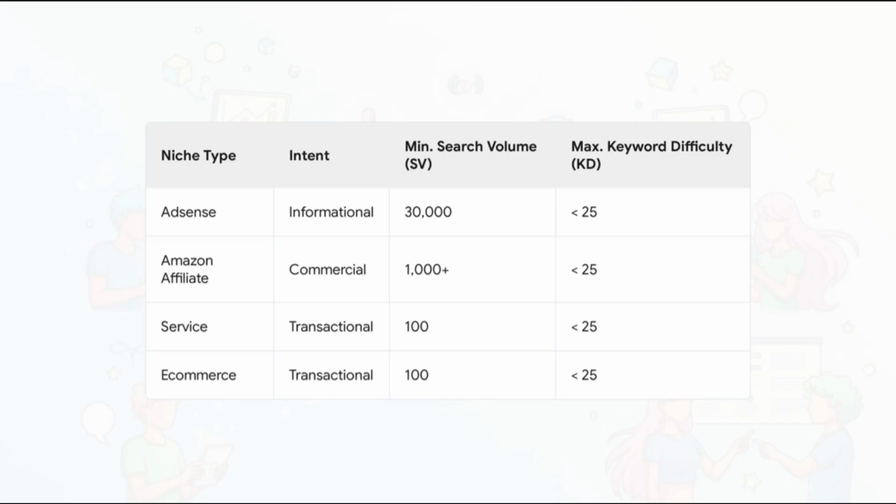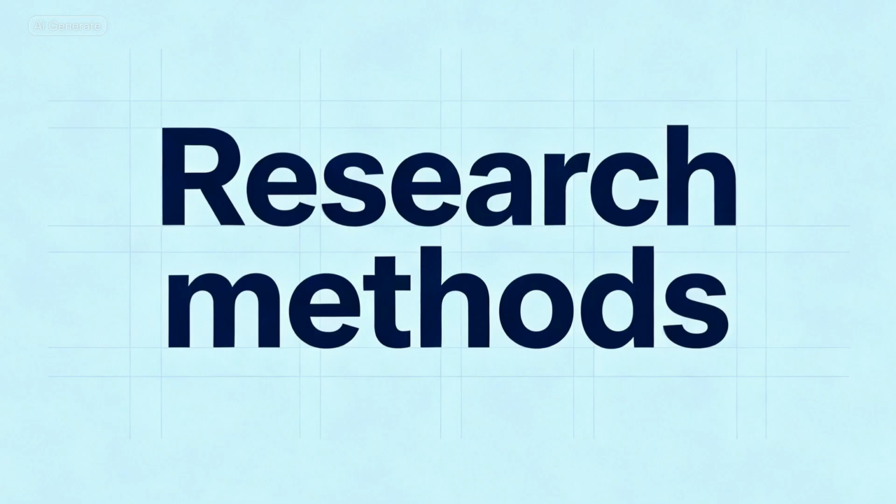And the one thing that stays the same? That low keyword difficulty under 25. That's your sweet spot no matter what. So you get the types, you get the criteria, but how do you actually go out and find these golden opportunities? Well, that brings us to our next section, actionable research methods.